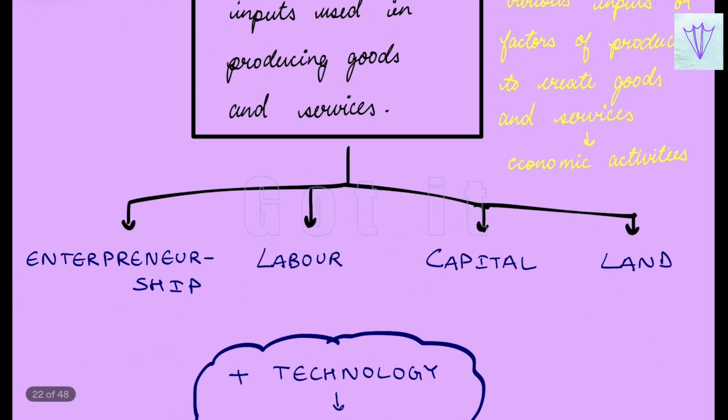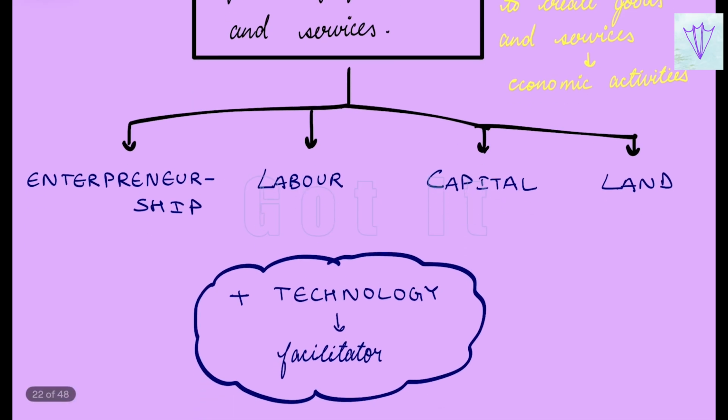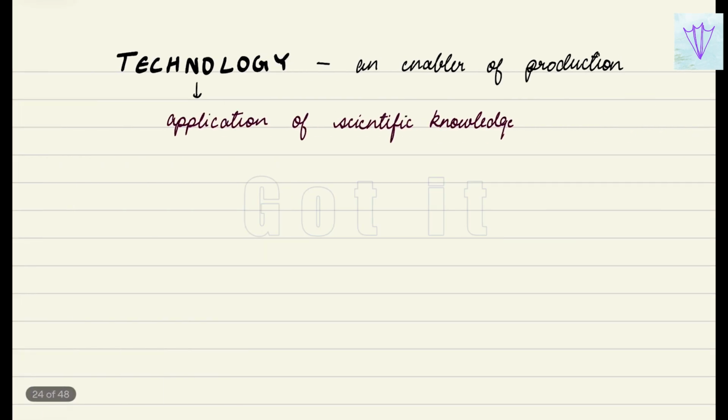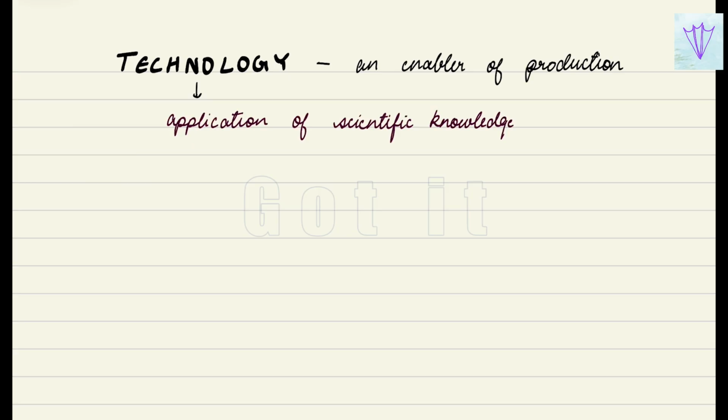In the previous part, we completed land, labor, capital, and entrepreneurship. So in this part, we'll be starting with the additional one, that is technology, which is an enabler of production. It will facilitate the production. Technology, in the sense, is the application of scientific knowledge. So it is a very, very important additional factor of production, and it will facilitate production in more possible ways.